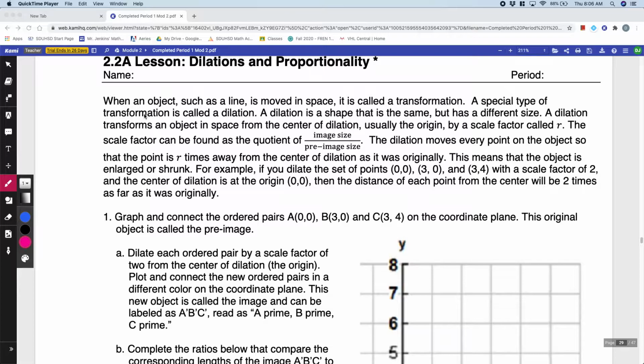It says when an object such as a line is moved in a space, it's called a transformation. So basically, if you ever have a shape and you're moving it, making it bigger, making it smaller, moving it up, moving it down, that's called a transformation. A special type of transformation is called a dilation. A dilation is a shape that is the same but has a different size.